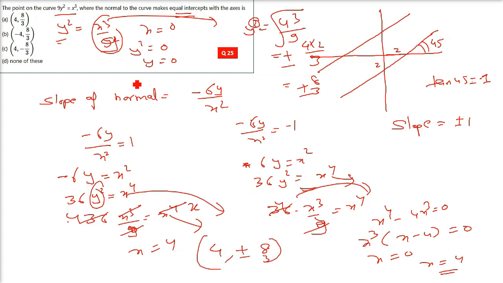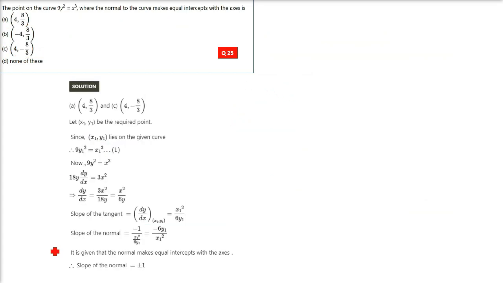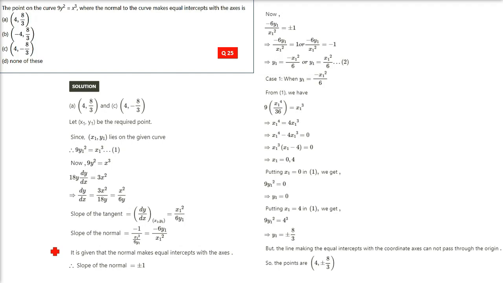So we have 2 solutions here: 4 comma 8 by 3, 4 comma minus 8 by 3, and 0, 0 also, but there is no option of 0, 0. We have 2 options, A and C, of 8 by 3 and negative 8 by 3. So 2 answers are there. So this is the step-by-step solution here, and if you make the diagram, it will be more fruitful and more effective.